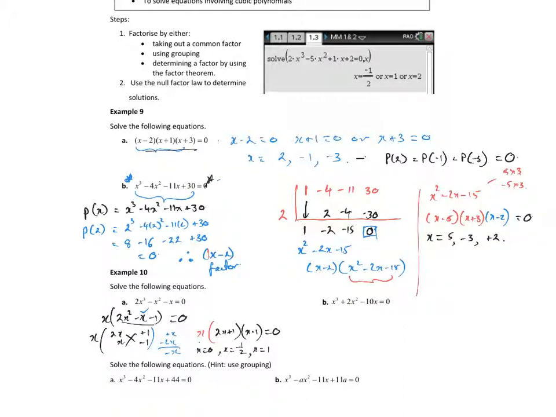So if I do the same thing again here with b, I've got x is common. I've got x squared plus 2x minus 10. So I need to try and factorise that quadratic term. Let's think about that.